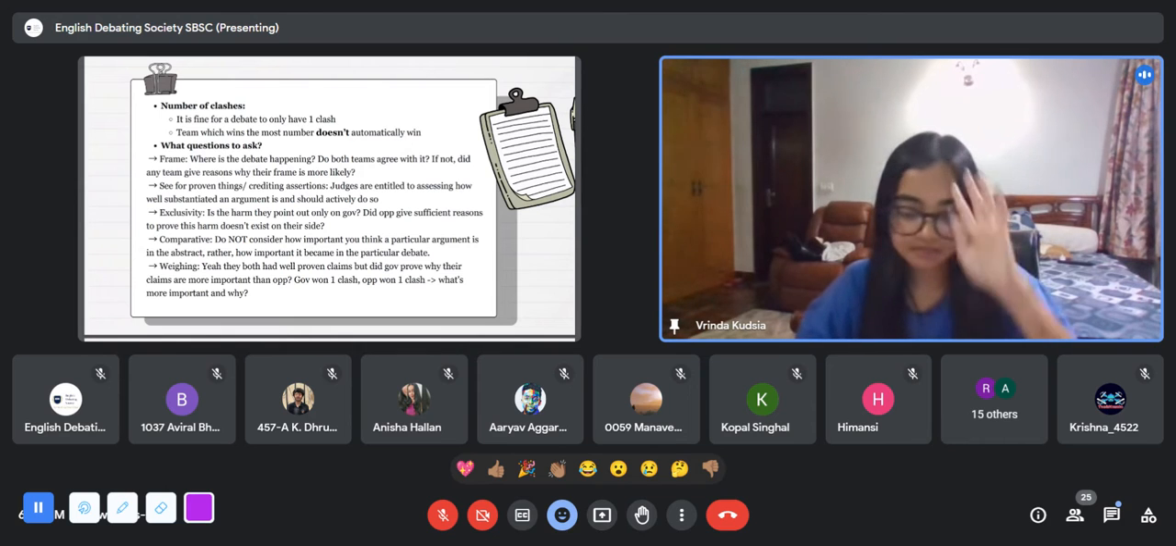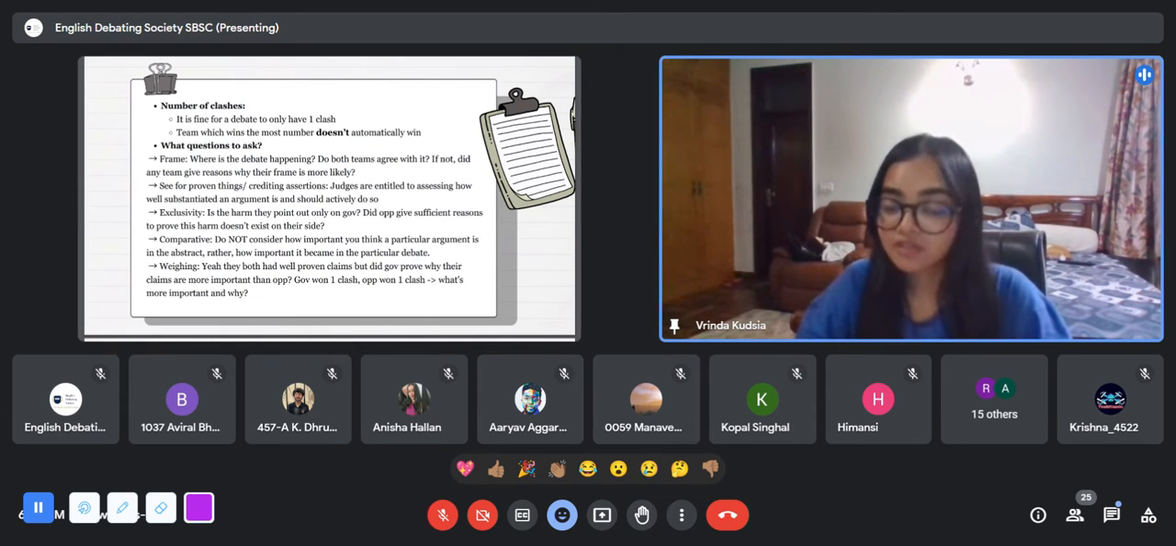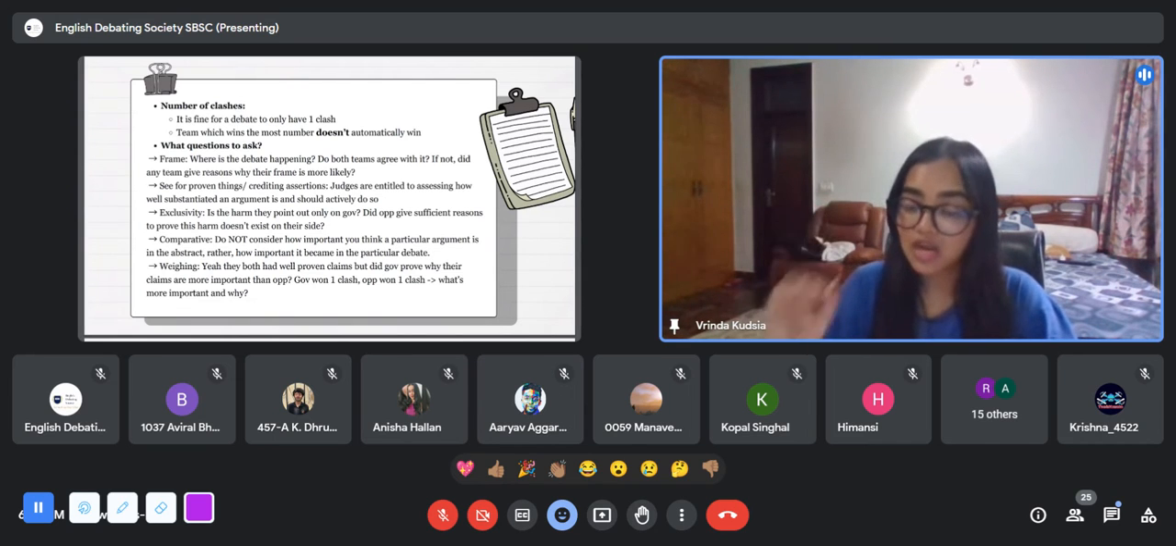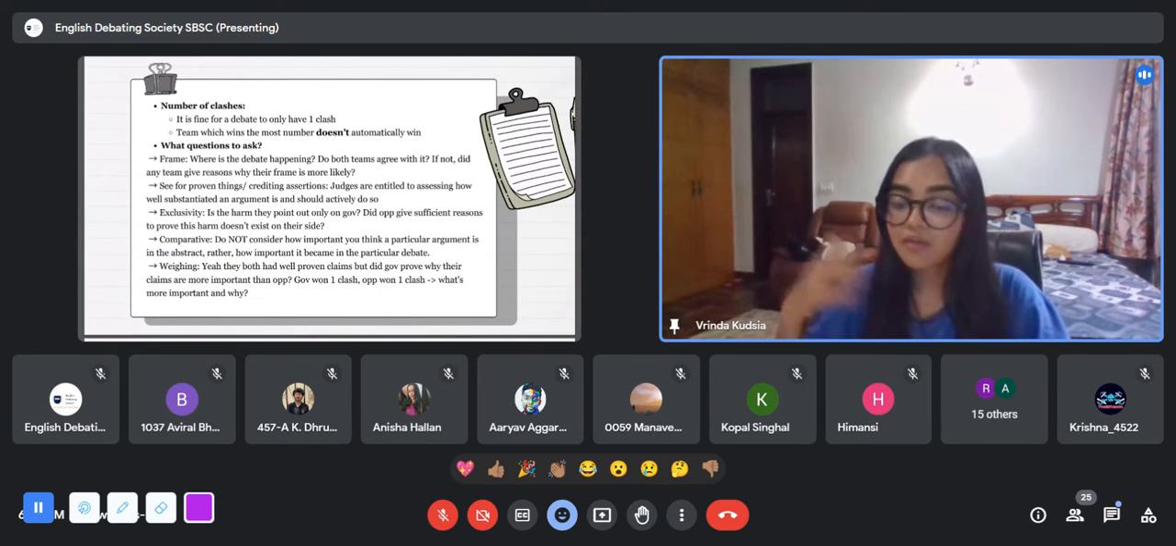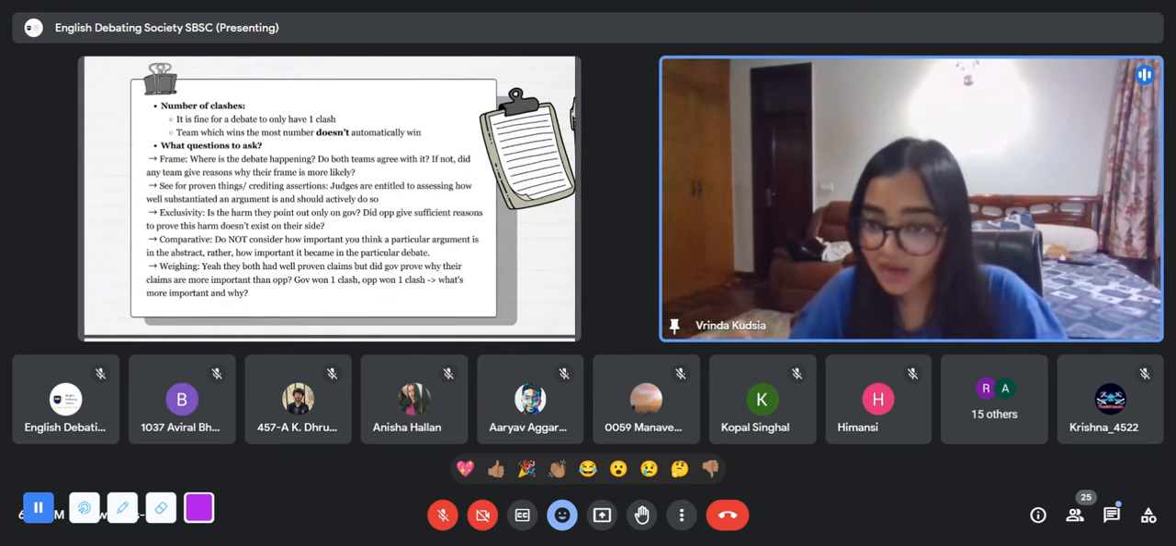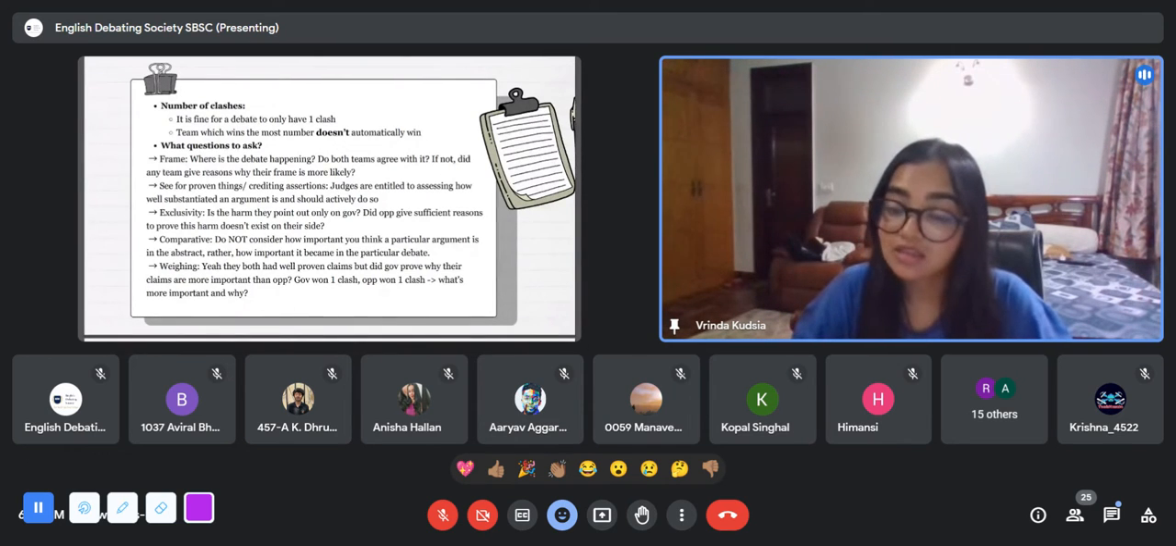Let's talk about this. First is in terms of clashes. Note that clashes have to be weighed as well. But what do I mean by weighing? Weighing simply means proving the importance of something, or why you as a judge should care about something in and of itself. So if there are two clashes within that debate, for instance, one clash's impact on Russians, one clash's impact on Ukrainians, at that point in time, you need to weigh, and you need to decide which clash is more important than the other.